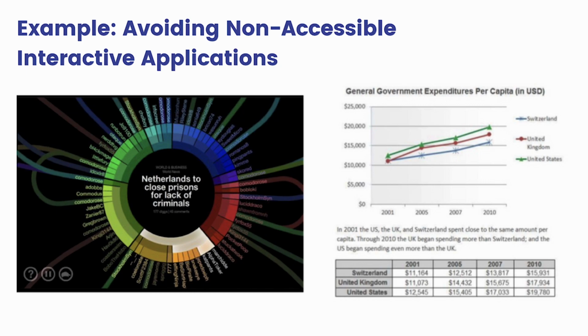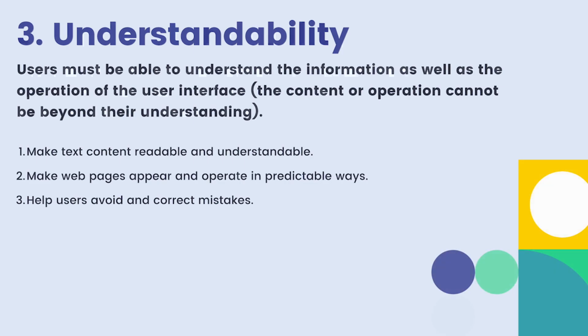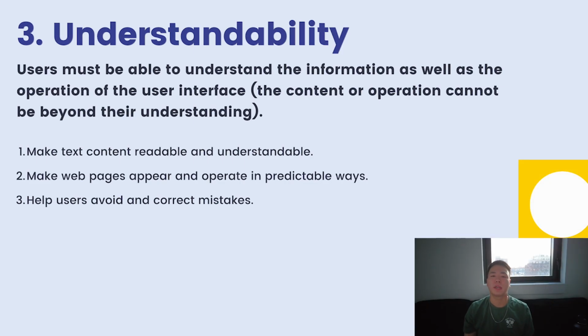The third principle as part of POUR is making sure that everything is understandable. Users must be able to understand the information as well as the operation of the interface that they're using. So making sure that the reading level is easy, making sure that web pages appear and operate in predictable ways, which we'll talk about, and making sure that if someone does make a mistake, they have the means to rectify it, correct it, undo it. This goes back to another one of those universal design principles that we covered earlier in this video.